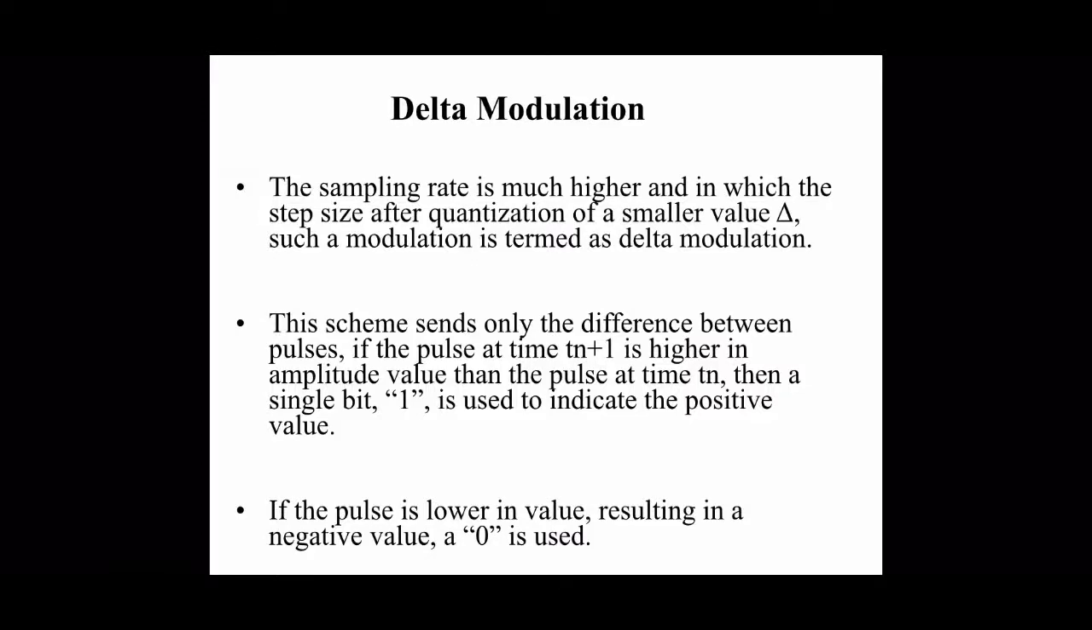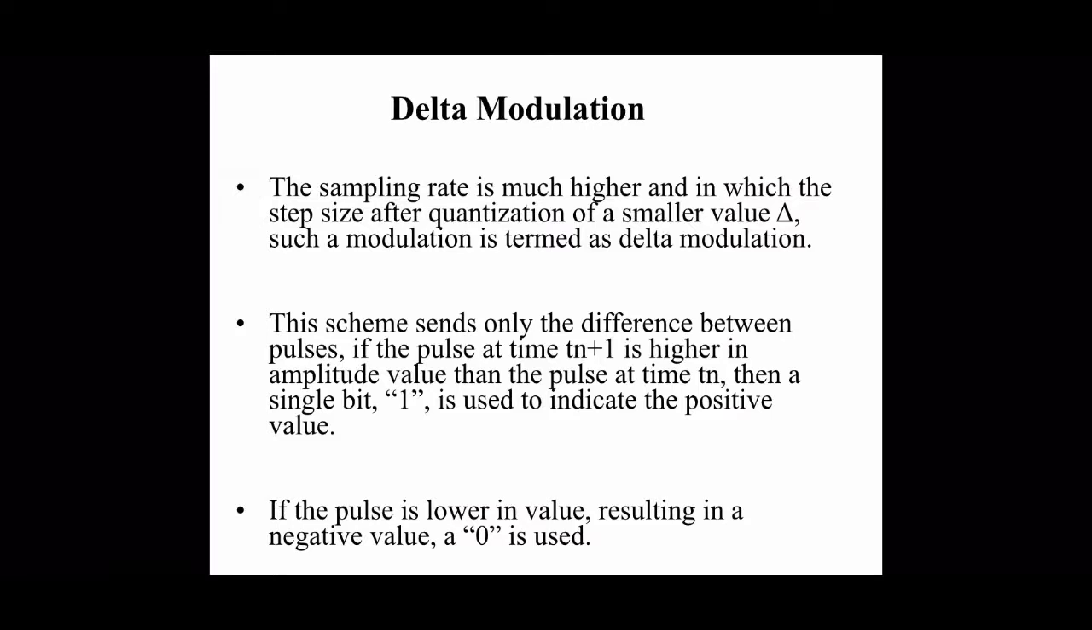Today we are going to see about delta modulation. Actually, this delta modulation is designed to overcome the drawbacks in DPCM, that is differential pulse code modulation. Here the sampling rate is much higher, and the step size after quantization is a very small value, that is delta. This kind of modulation is called delta modulation, and in this scheme we cannot send the direct pulses, we can send only the difference between the pulses.